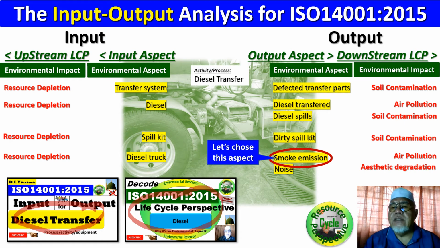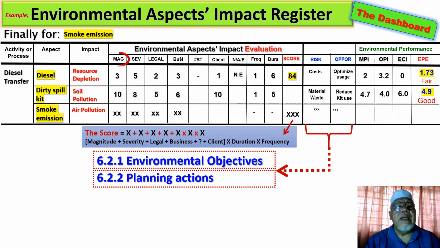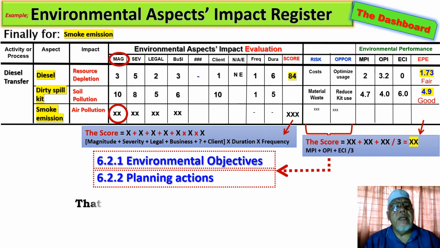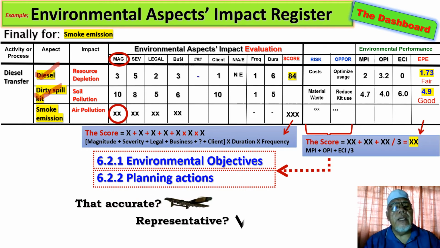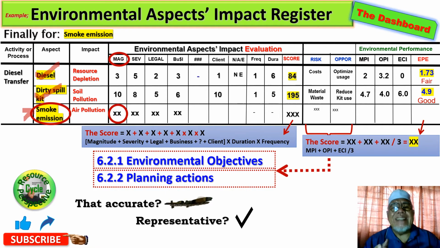Please feel free to take a look. Now, this is what we have already by far. Look, we have done diesel, and dirty spill kit is done. And right now we are beginning to focus on smoke emission, which is coming out from the exhaust of that particular lorry which transports diesel from the depot to this particular factory.